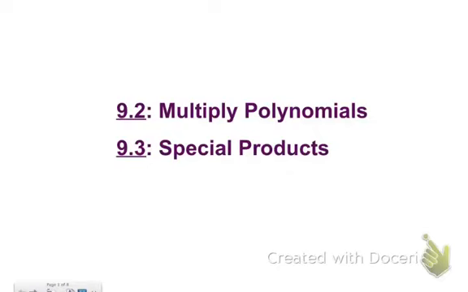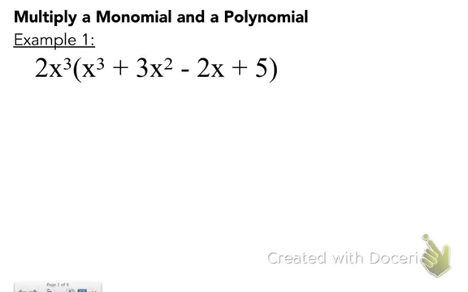This is for section 9.2 and 9.3, where we are multiplying polynomials. 9.3 is just some examples that are special products, so you'll notice some rules that we can remember to help us do it faster, but you don't have to necessarily memorize those because the methods that we will use in 9.2 will work for those special products as well. There is no new vocabulary, so we'll just start with an example.